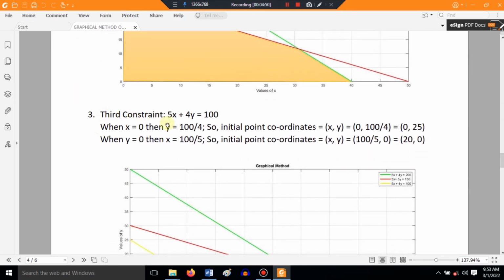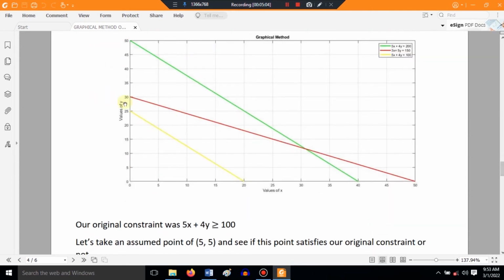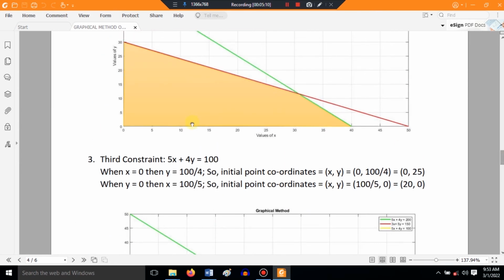Simply we will take our third constraint. Our third constraint states that 5x plus 4y should be greater than or equal to 100. But first we will assume it as an equality constraint, and we will find the initial and final point, and draw that line. So now we have drawn that same line. This yellow color line is our equation.